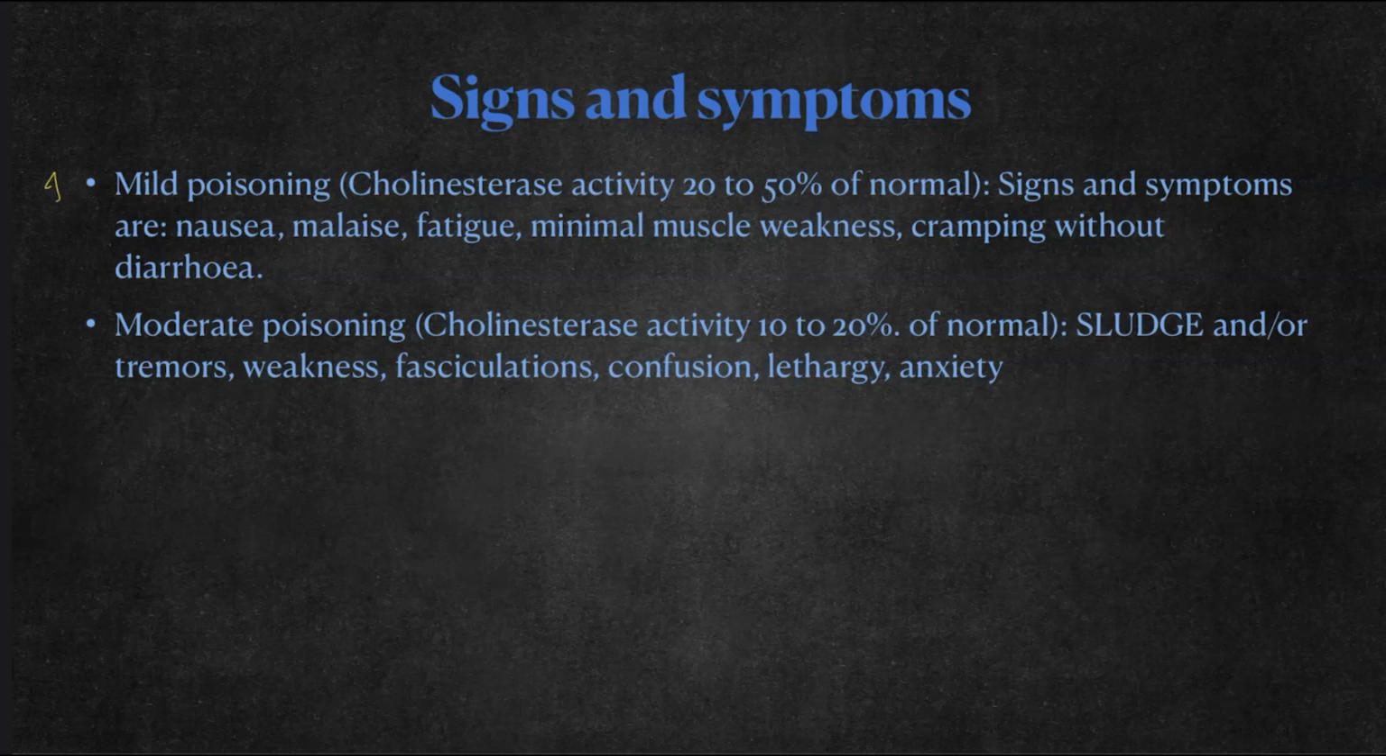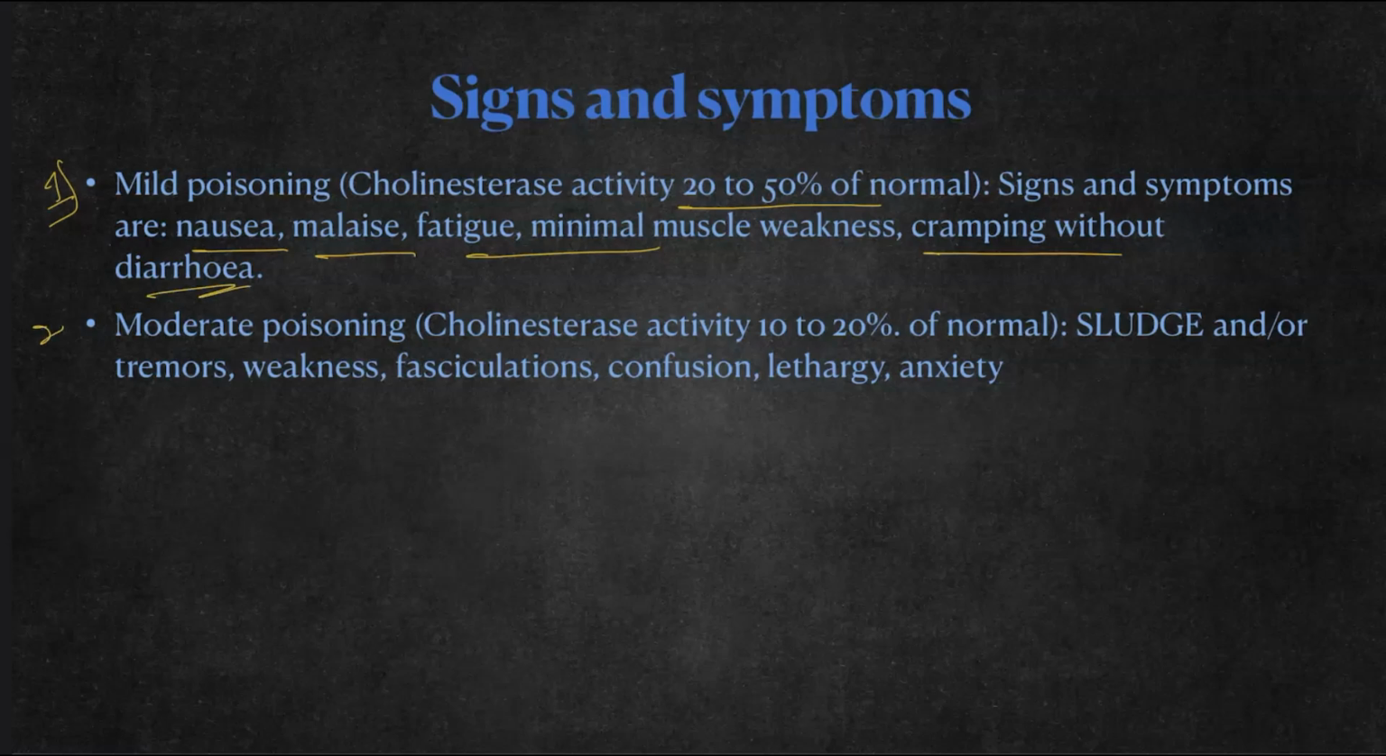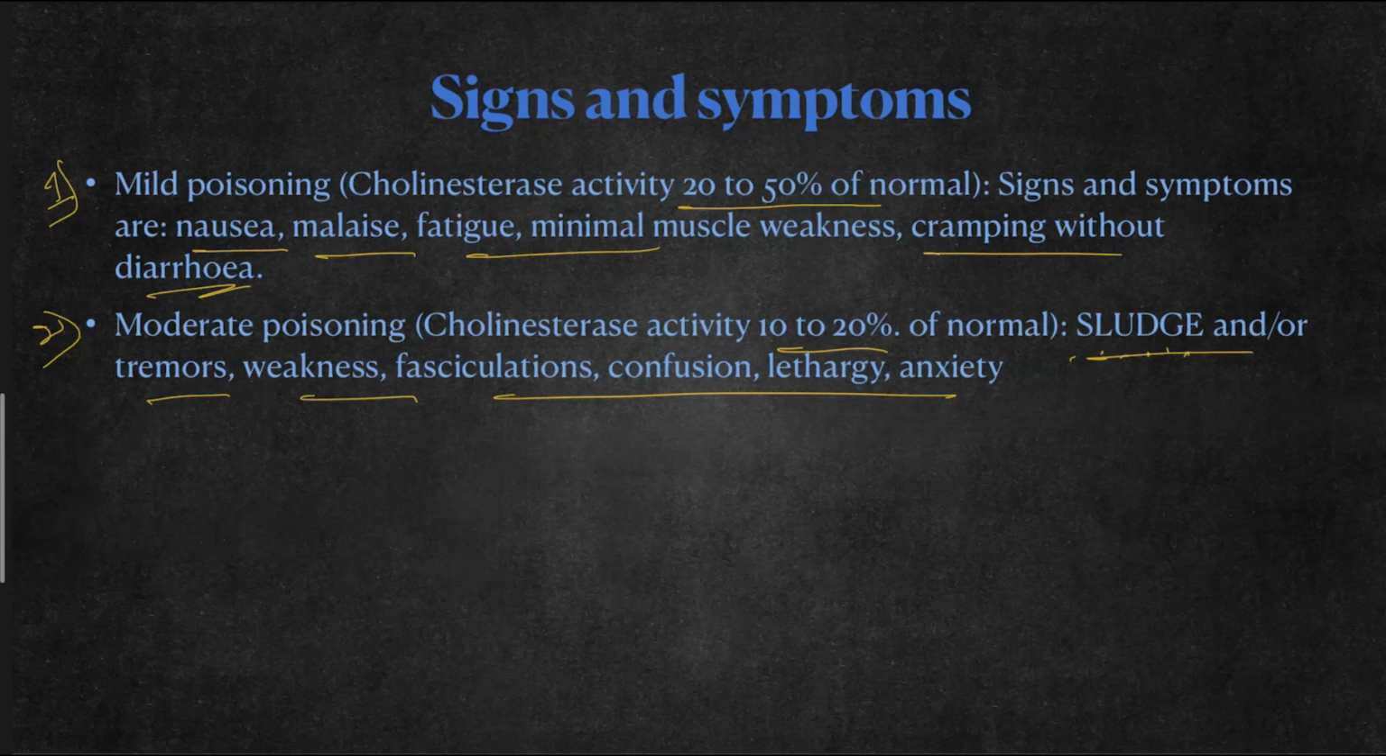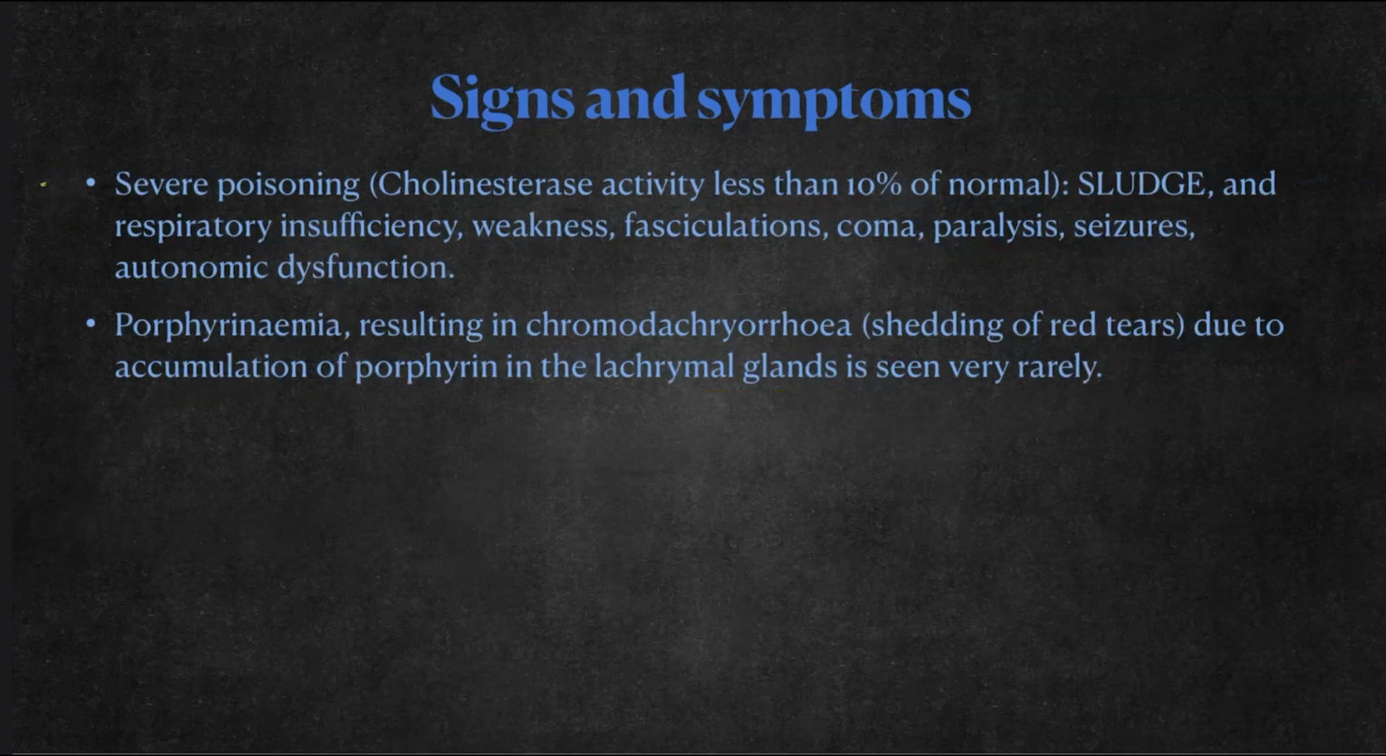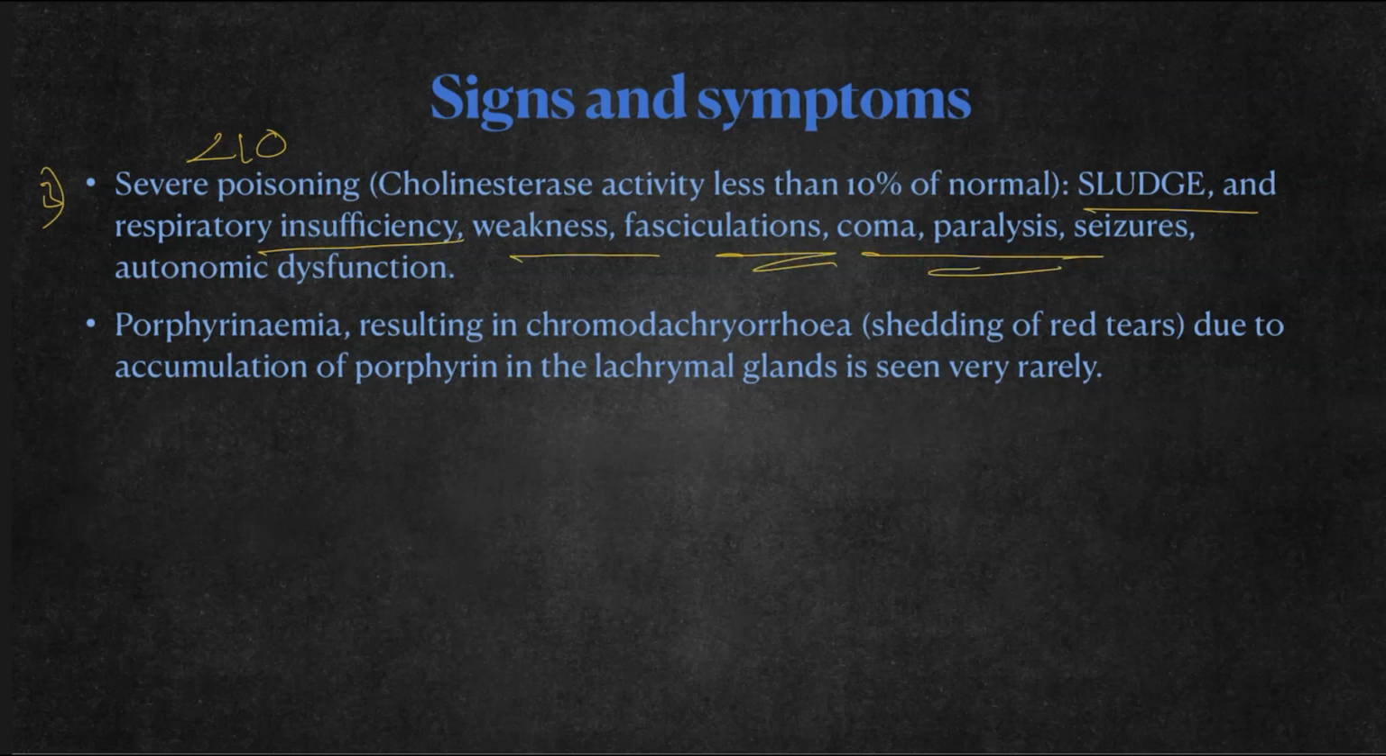Mild poisoning. Based on the percentage of cholinesterase enzyme activity present, symptoms may differ. In mild poisoning, cholinesterase activity is 20 to 50% of normal, and signs include nausea, malaise, fatigue, minimal muscular weakness, and cramping without diarrhea. Then moderate symptoms when activity is 10 to 20%: SLUDGE, that is salivation, lacrimation, urination, defecation, gastrointestinal distress, and emesis, with tremors, weakness, fasciculations, confusion, lethargy, and anxiety. In severe poisoning, when cholinesterase activity is less than 10%, SLUDGE will be present, with respiratory insufficiency, weakness, fasciculations, coma, paralysis, and CNS symptoms.